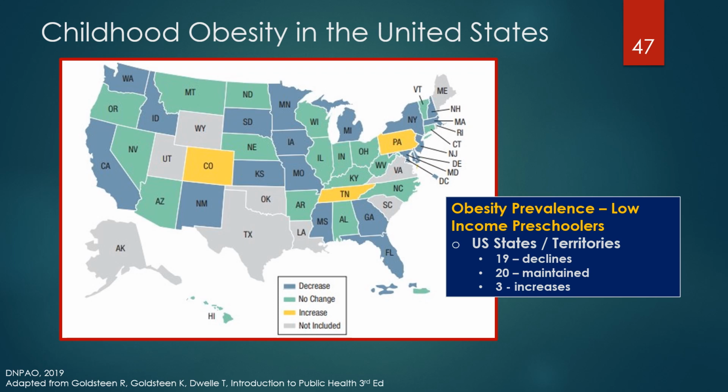There have been some successes in the battle against obesity in the United States. In 2014, the CDC noted declines in obesity among low-income preschoolers in 19 of 43 states and territories, with 20 states and Puerto Rico maintaining their obesity rate and obesity increasing in 3 states.